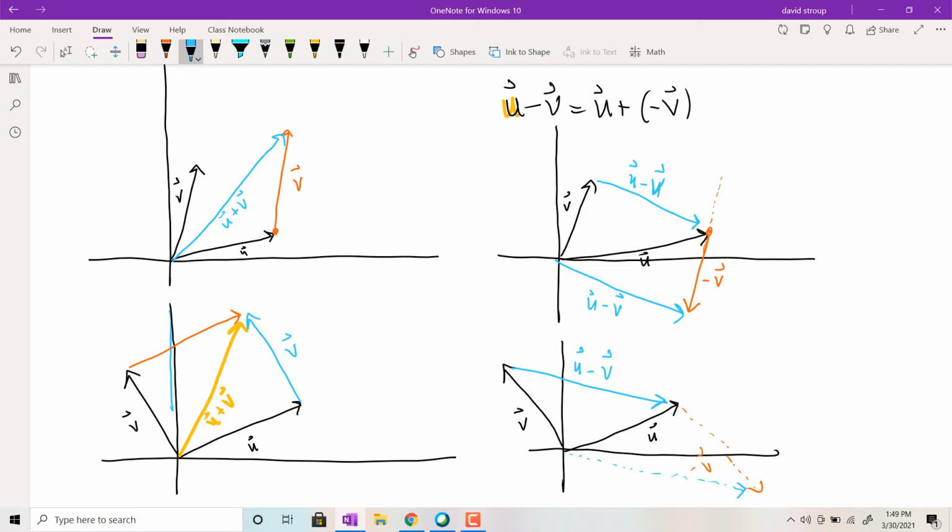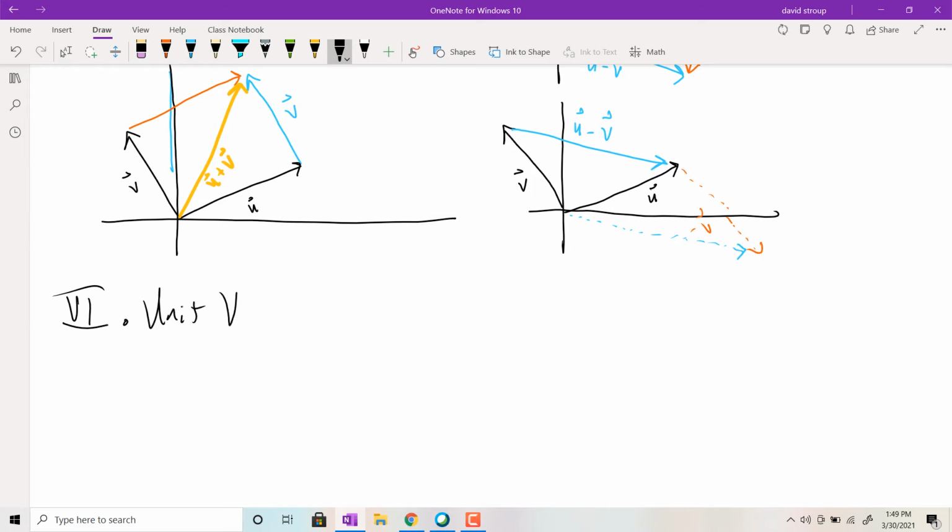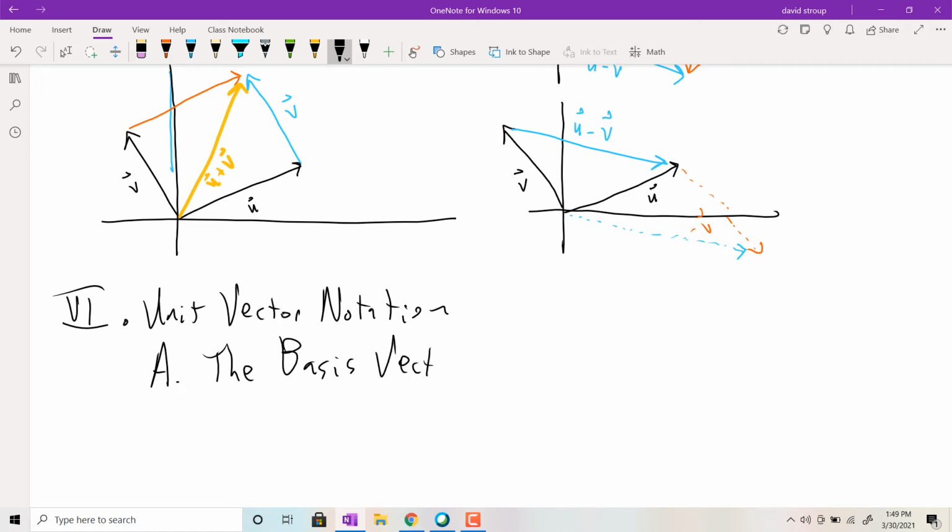Okay? The next thing we want to do is rewrite all of our vectors in terms of unit vector notation. It gives us a way of formalizing vectors a little bit more. So we have unit vector notation. First off, we introduce the basis vectors.